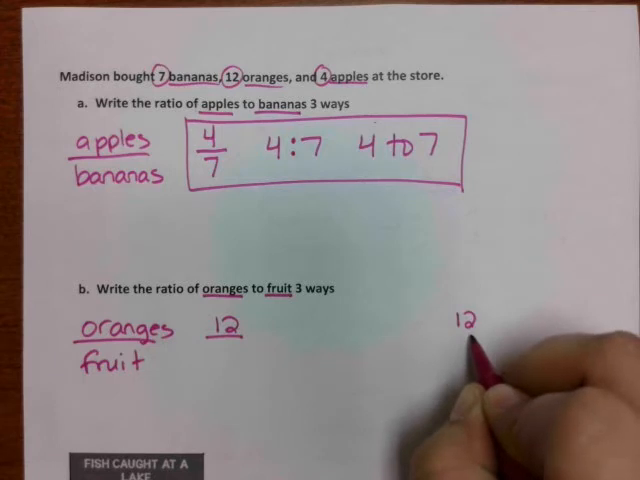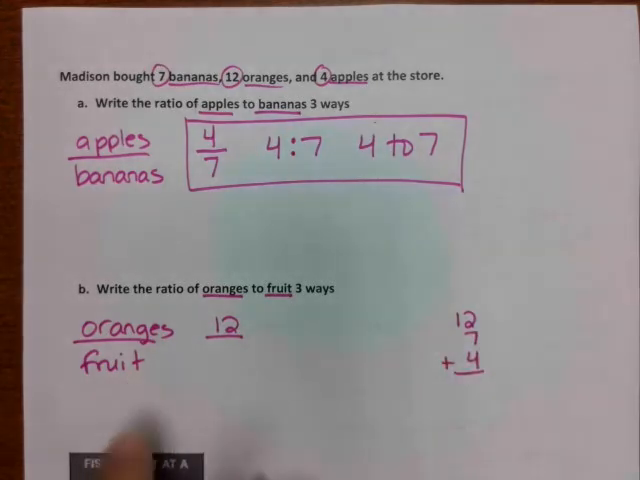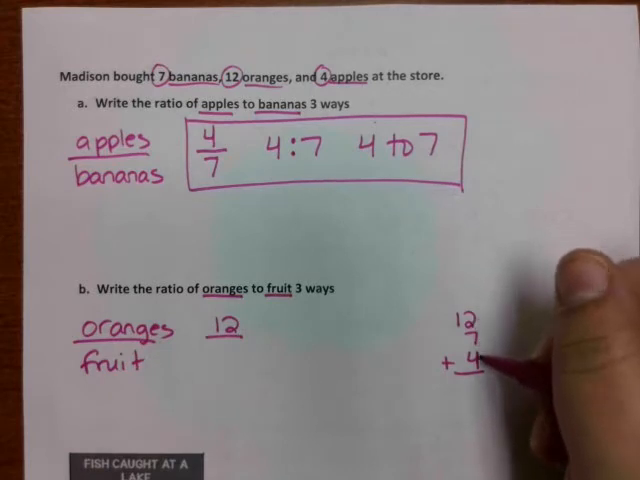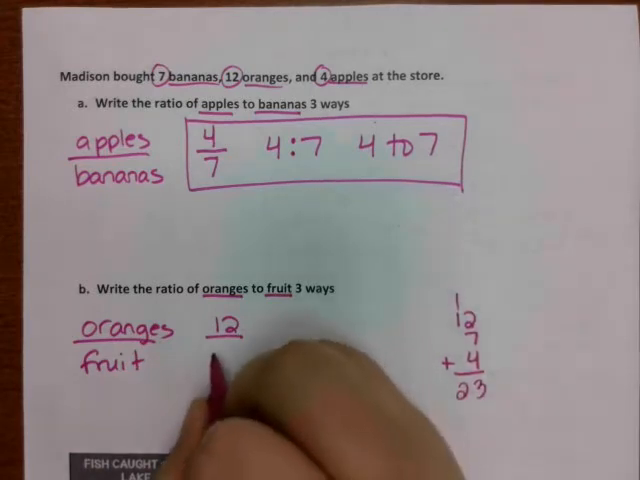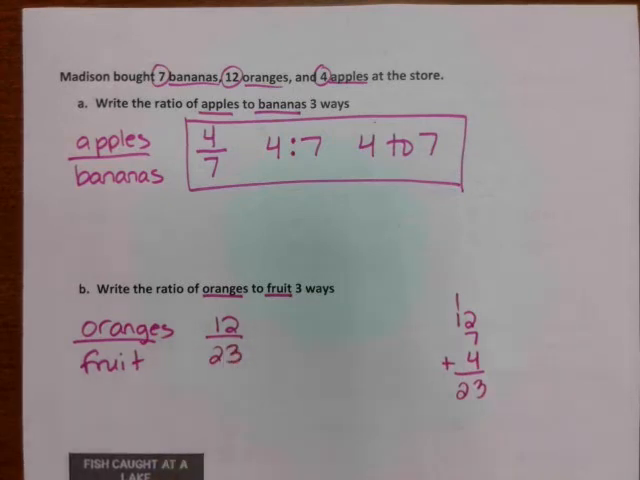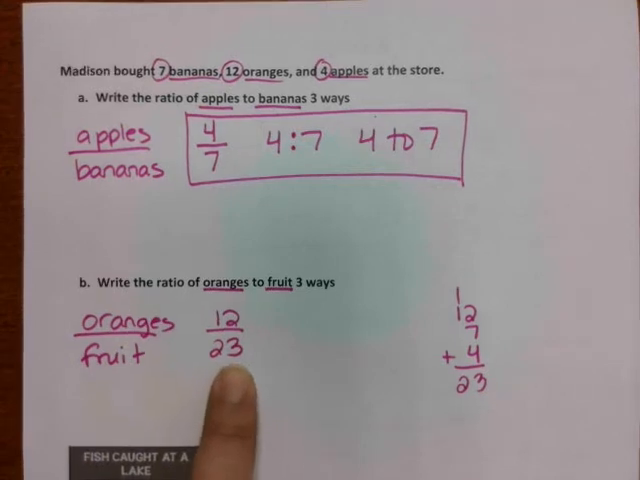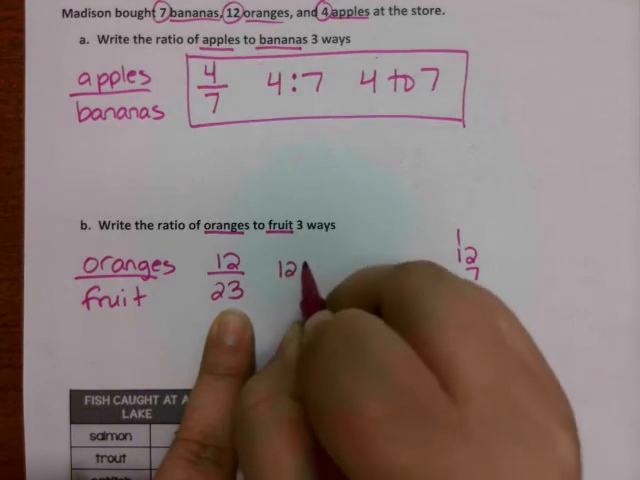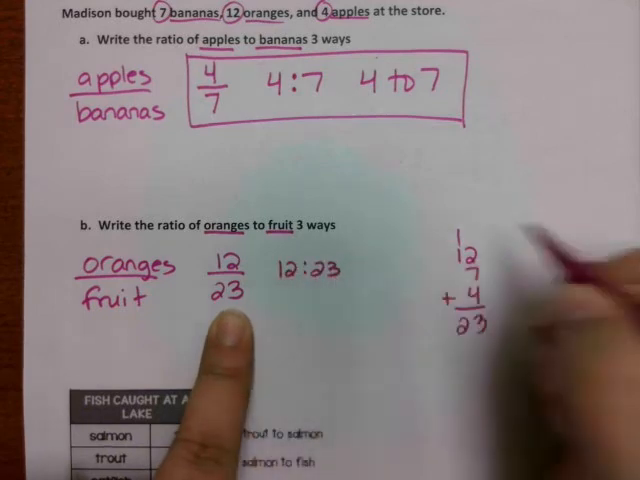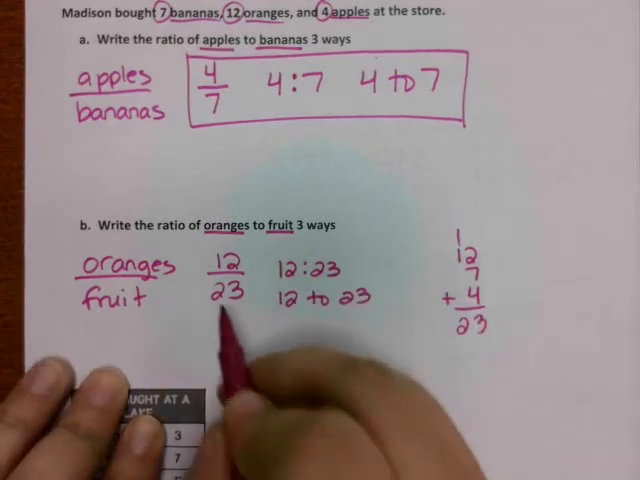So we're going to take 12, 7, and 4, and we're going to add them up to get the total number of fruit. 7 plus 4 makes 11, 11 plus 12 makes 23. And on this one, got lucky. This one does not need to be simplified. It's already in simplest form. So my ratio is 12 to 23, as a fraction, with a colon, and with the word "to."